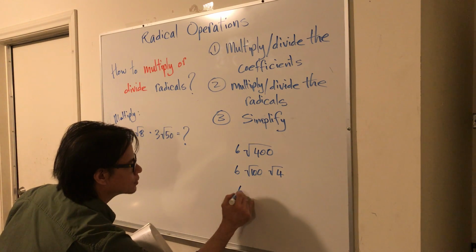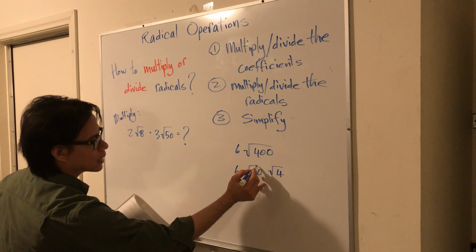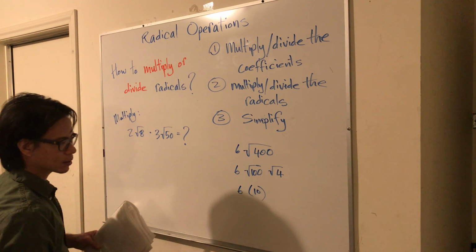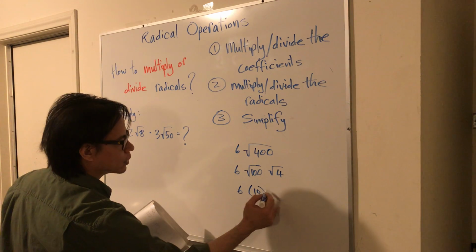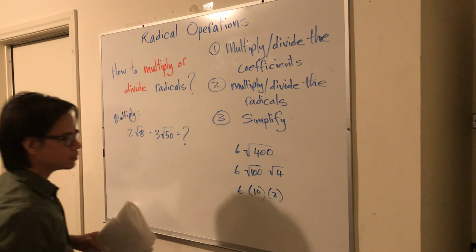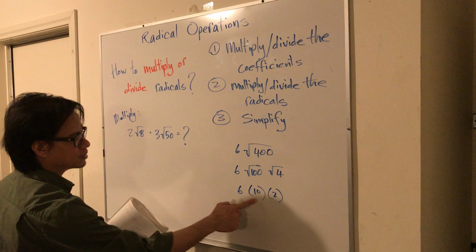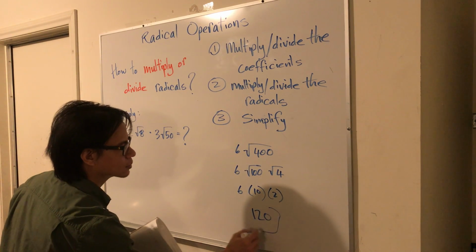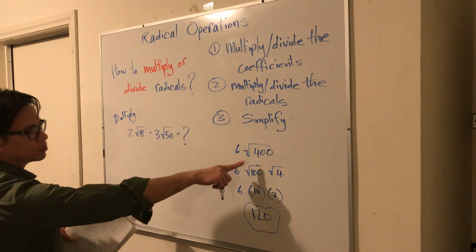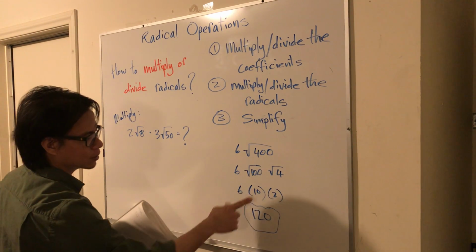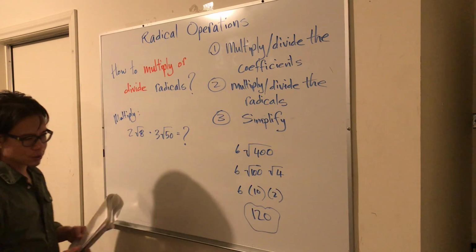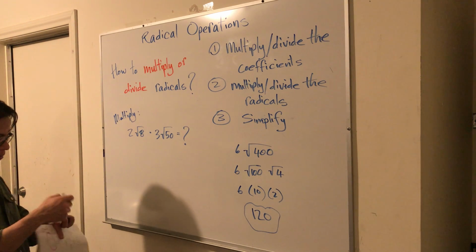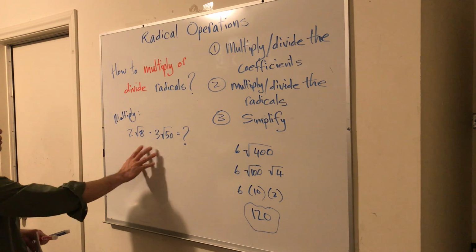Okay, so we're going to say 6, bring down the 6. What number times itself will give you 100? 10, right? What number times itself will give you 4? 2, okay? So 6 times 10 is 60, times 2 is 120. Either way, whatever number you broke 400 down into, you're ultimately going to get the same answer, which is 120. Okay, so that's multiplying radicals here.